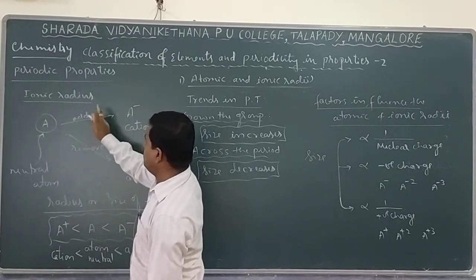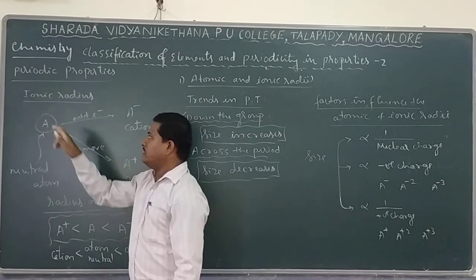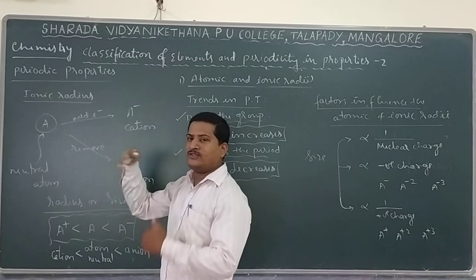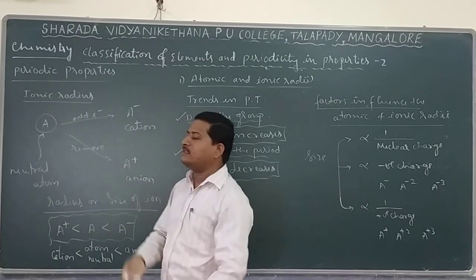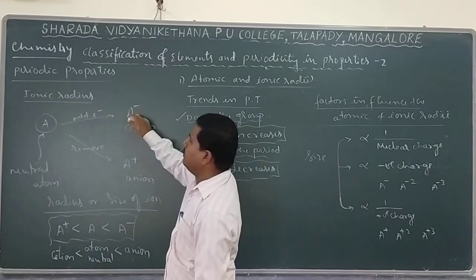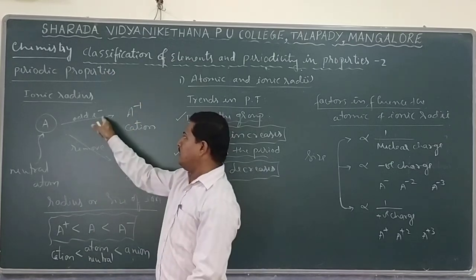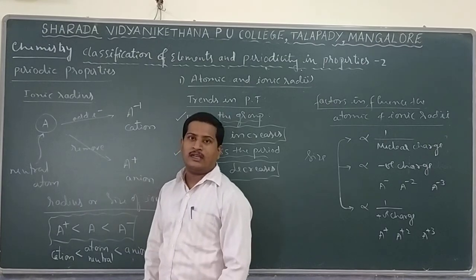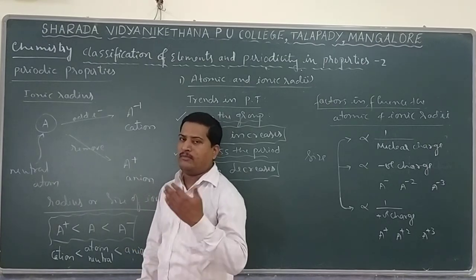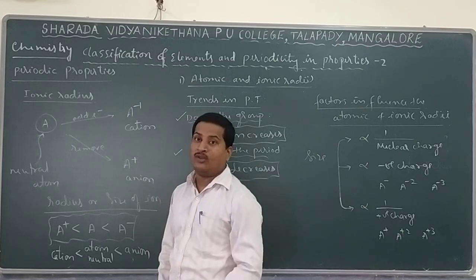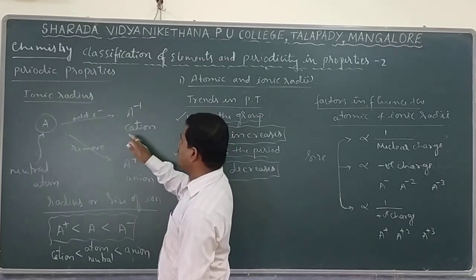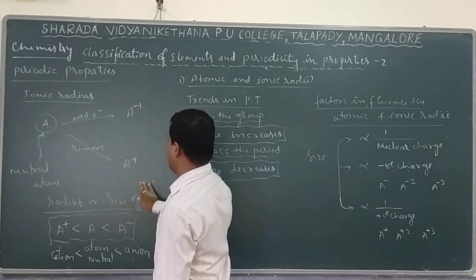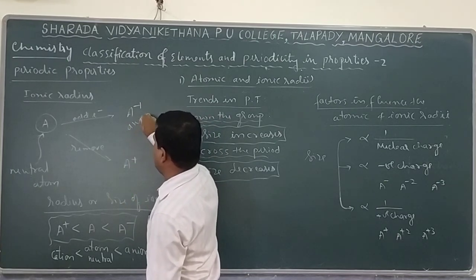To that, add an electron and that is taken by A and becomes A minus. After adding one electron, the number of electrons increases and that is designated as minus, or we can say minus 1. If one electron is added, A minus 1. 2 electrons added, A minus 2. 3 electrons added, A minus 3. Like that it goes, and the maximum number of electrons that can be added is 3, not more than that. After adding one electron, it becomes an anion.